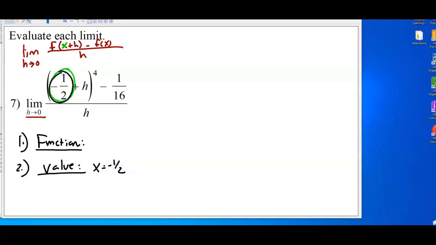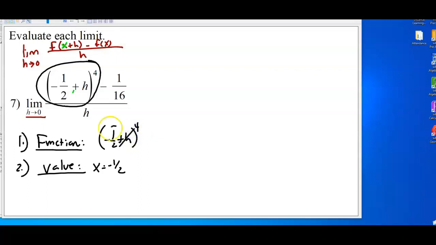Now, how do we find our function? All right, well, that's an interesting one. So let's take a look at it. So first of all, I'm going to take this expression here, and I'm going to do two things to it to find my function. First of all, I'm going to get rid of the h, and I'm going to replace this with an x. And that leaves me with x to the 4th. That's my function. So you do two things to this piece. You get rid of the h, and you change the number to an x. And then you've got your function.